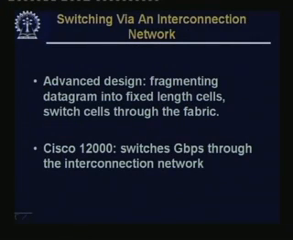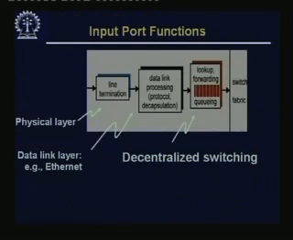The Cisco 12,000 switches at gigabits per second through the interconnection network. So, when you go to these gigabit kind of switches, you require an interconnection network and maybe something more, as we will see.